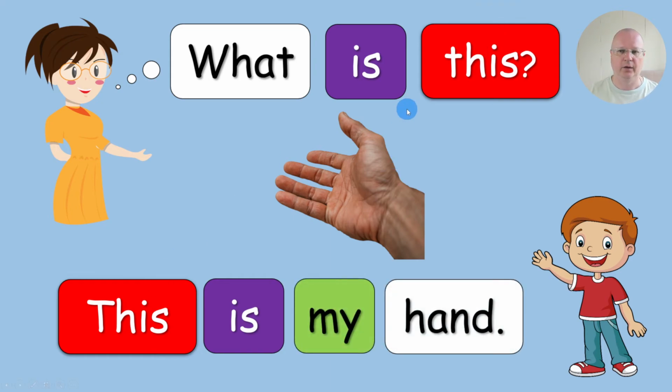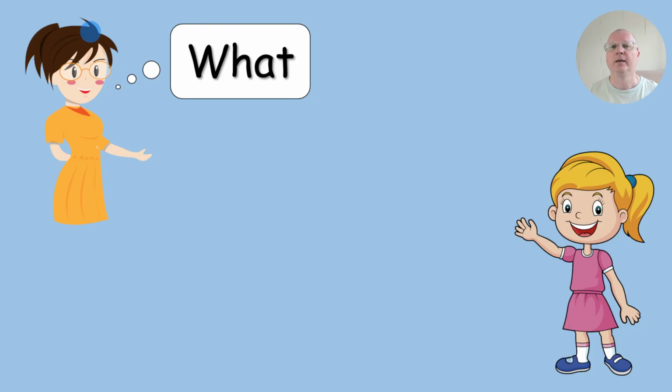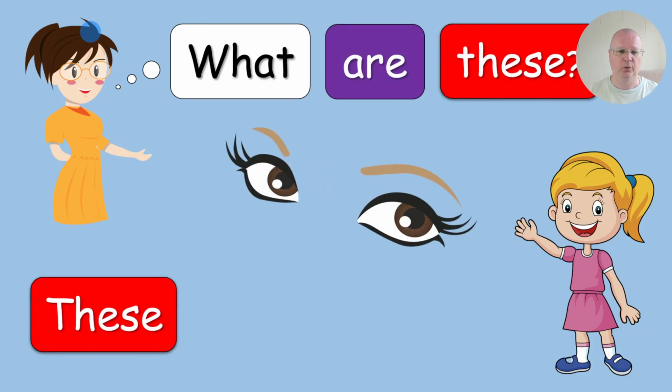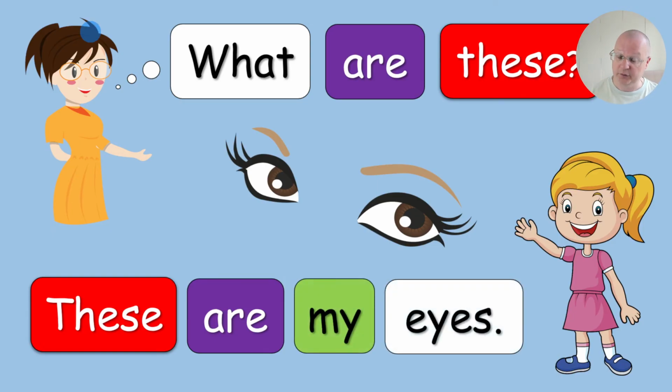And I have color-coded the word so it's easy for them to follow and understand the difference. This is singular, right? One object, one body part. And next one, what are these? And the answer would be, these are my eyes. Yeah.